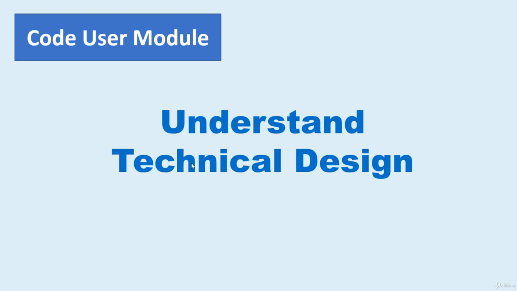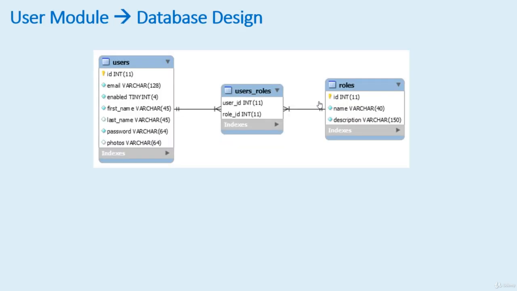Next, let's understand the technical design of the user management module. In the database, we will have two tables, users and roles, that store information about users and roles. And note that the entity relationship between users and roles is many-to-many, meaning that a user can have one or more roles, and a role can be assigned to one or more users. So we need to have an intermediate table, users_roles, here to implement this many-to-many entity relationship.